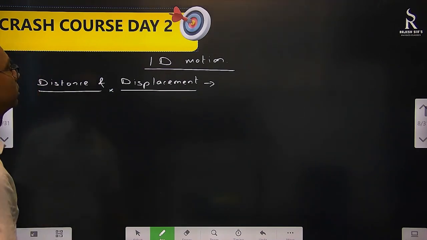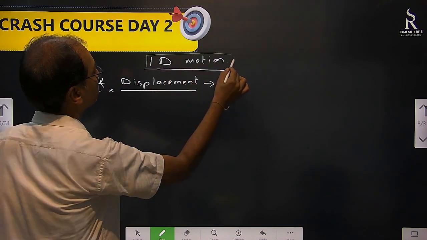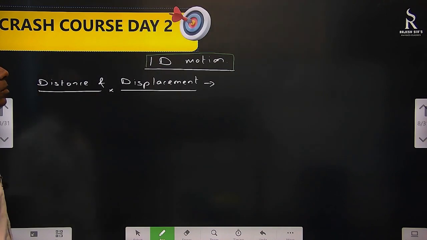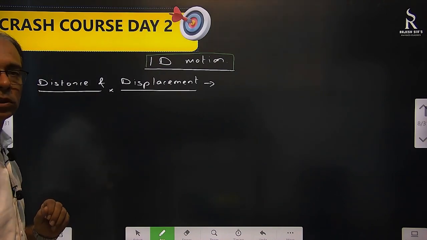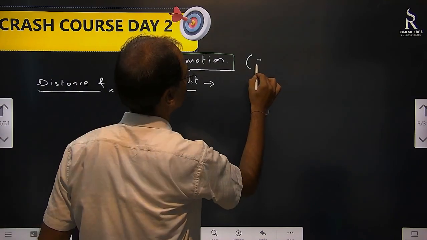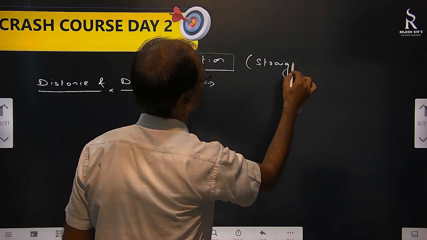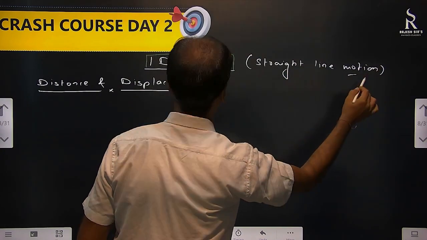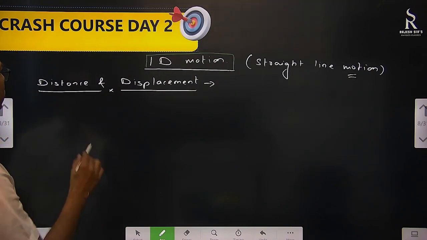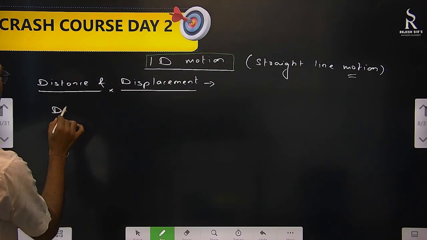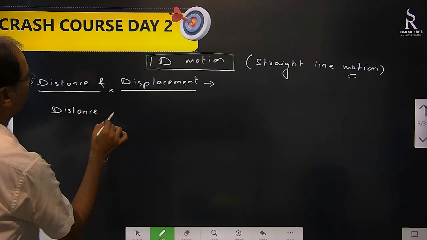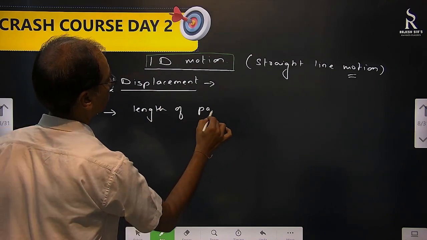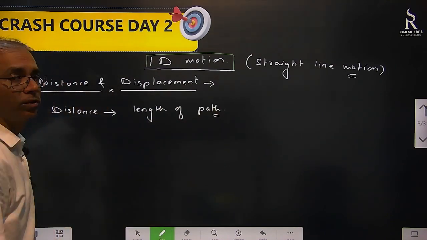But today the main topic is 1D motion. This we have to study. So what is 1D motion? 1D motion means one direction motion, straight line motion, you can say. So first thing, we all know that this chapter starts with displacement and distance. Distance basically is the path length, the total length of the path you traveled.